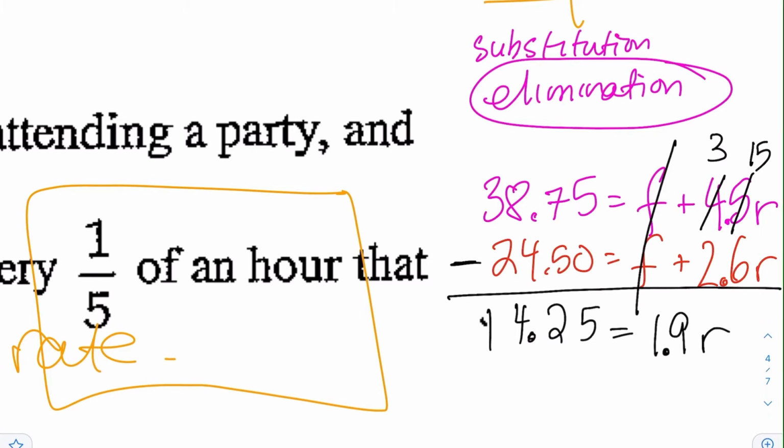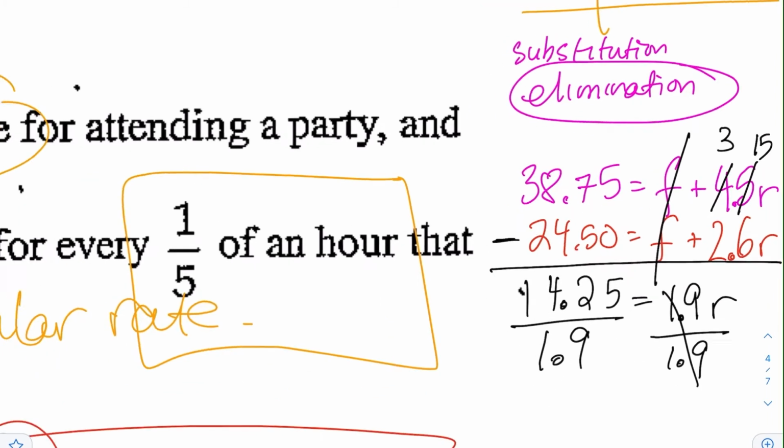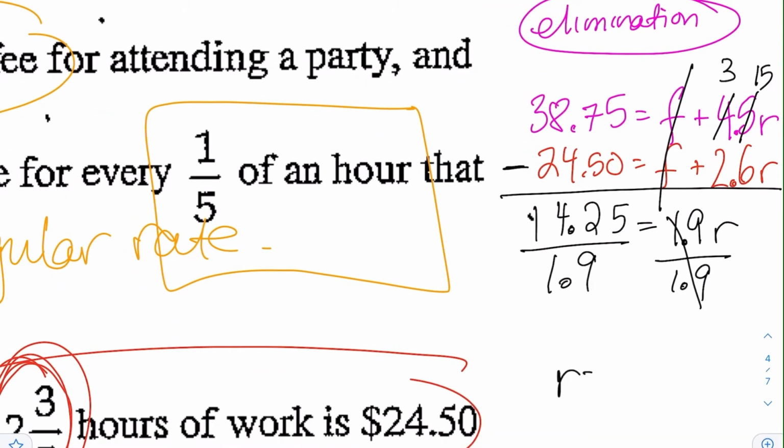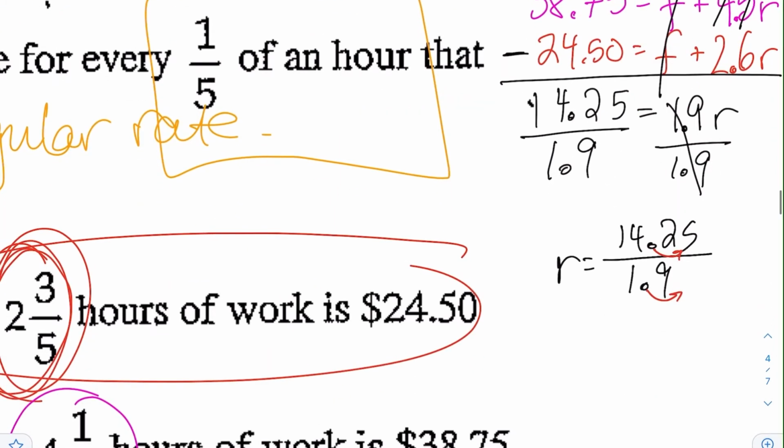So then you'll have to divide both sides by 1.9. And you get that his rate is equal to $14.25 divided by 1.9. Or if you just move the decimal point over, it's 142.5 divided by 19. So here you can estimate 19 is about 20. So 19 times 7 is going to be what you start with.